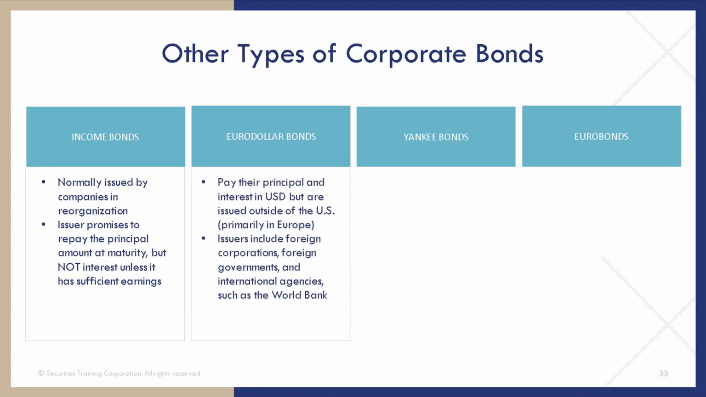Eurodollar bonds pay their principal and interest in US dollars, but they're issued outside the US. Quite often in Europe, but it doesn't have to be. They could be issued by US companies or foreign companies, quite often multinational companies, sometimes international agencies such as the World Bank. They issue bonds maybe throughout Europe, but it pays interest and principal in US dollars.